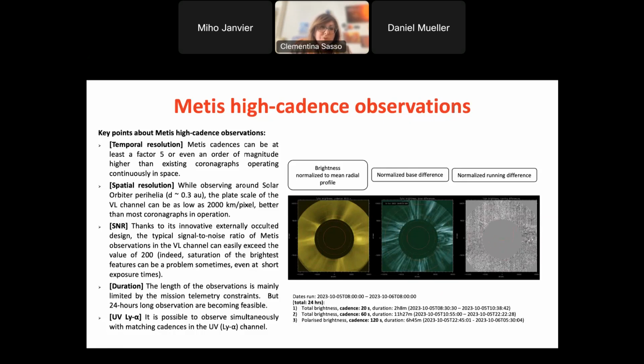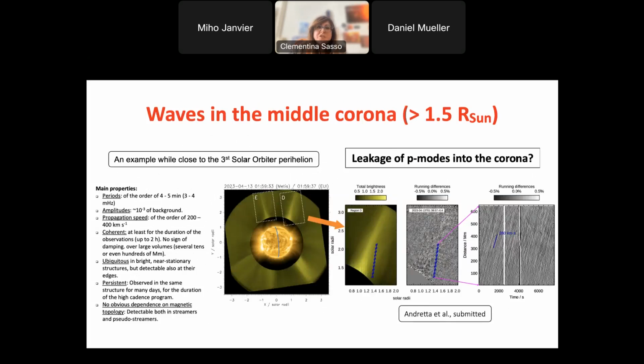Then the spatial resolution: when we are around 0.3 AU, so at perihelion, we can reach a resolution as low as 2000 kilometers per pixel. And the signal to noise is also very high. And the duration, we have a lot of constraints, but the length of the duration can be very long. And of course, we have the UV channel that is completing our observation, and this is, of course, the first time. So some results related to the high cadence observation.